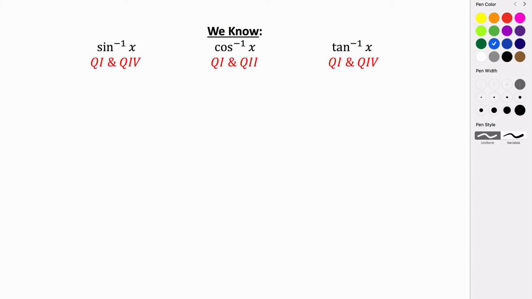1 and 4. Now, just a quick reminder, the angles that we get in quadrant 4 for the tangent and the sine are negative angle measures. They're angle measures between 0 and negative pi over 2.